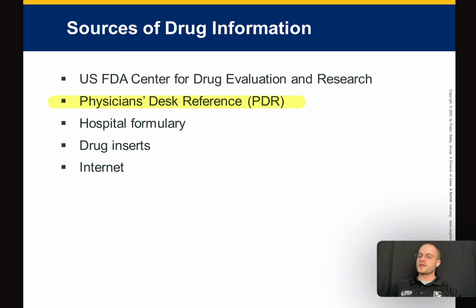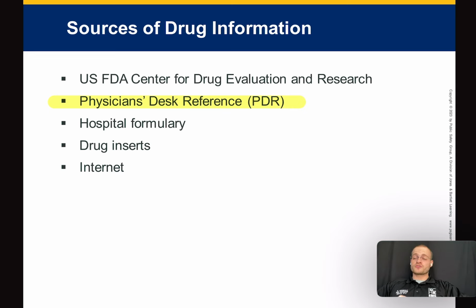The hospital formulary. So hospitals will have a formulary, like a drug list of medications that they stock and that they're aware of, or that they have access to, or they can order. And so they maintain those, and that's one place you could look for drug information.